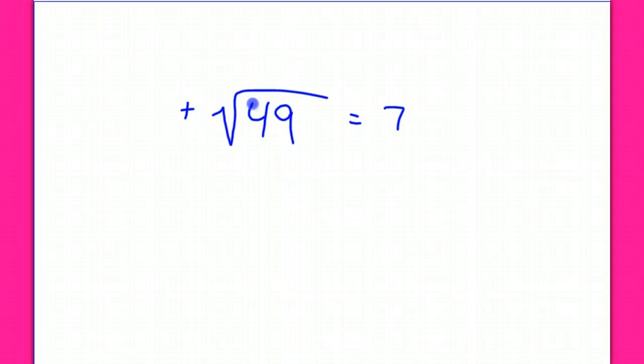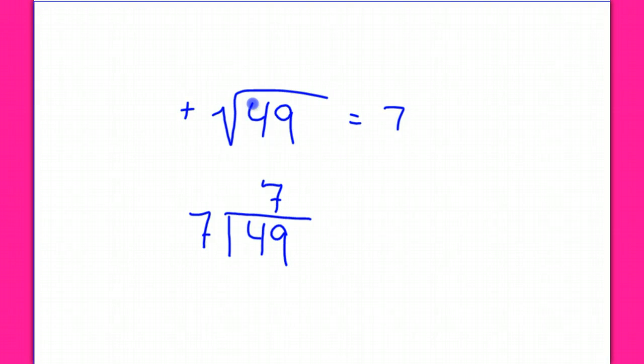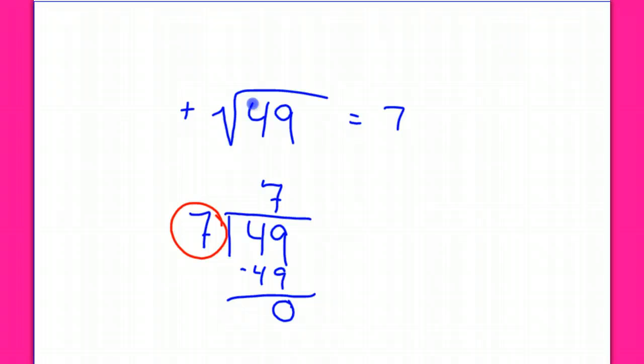So let's think about it this way. If we were to take 49 and divide it by 7, 7 times what equals 49? And I'm sure you know that 7 times 7 equals 49. And look at that, there's no remainder. This is a perfect square number. So notice that the divisor and the quotient are a perfect match. And that's true when we find the square root of a perfect square number. The divisor and the quotient are the same, right? 7 times 7 is 49.